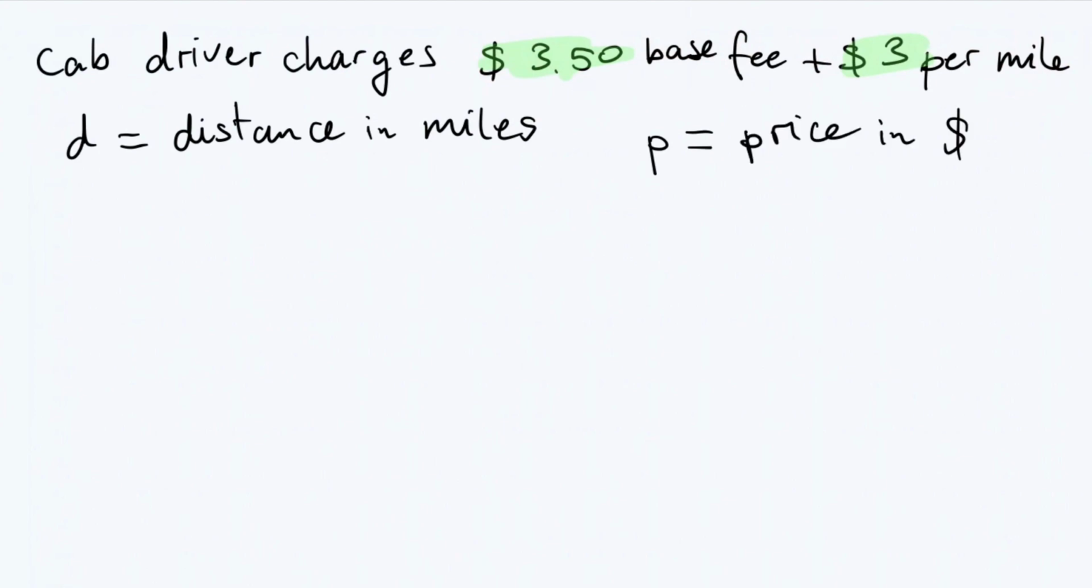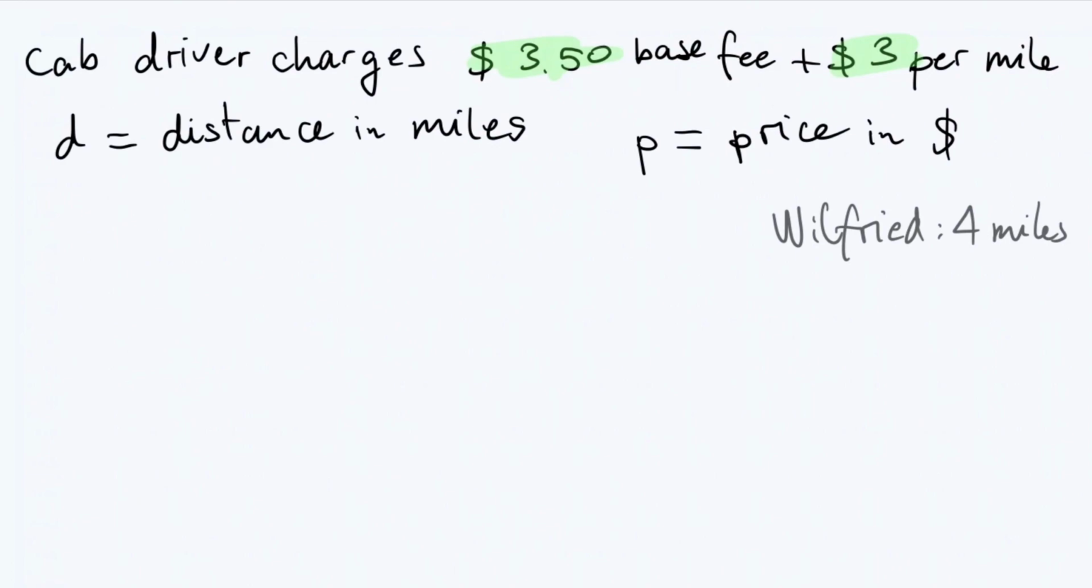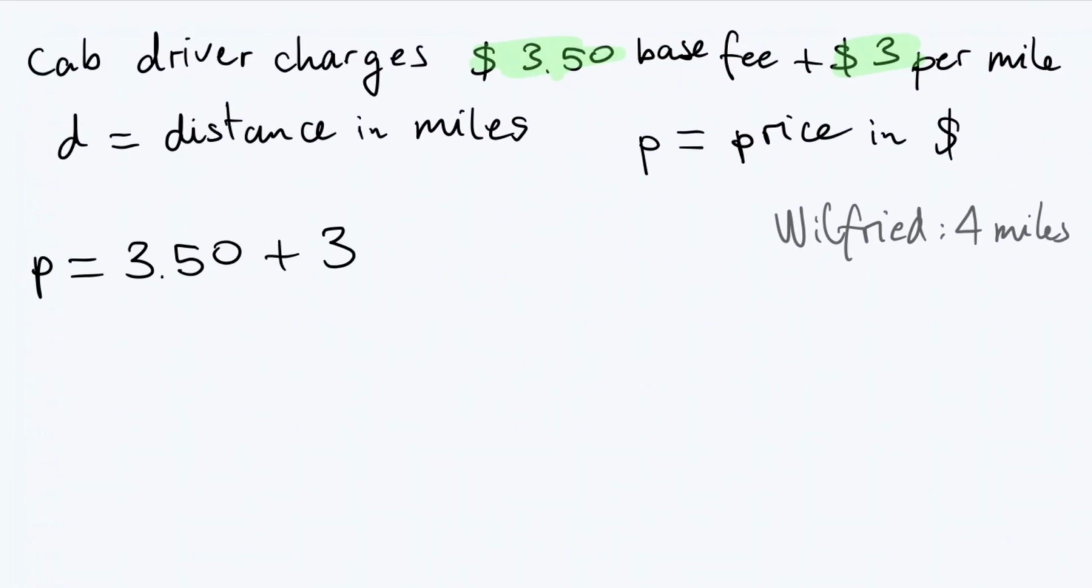Looking at our first case, we have Wilfried, who uses the service for 4 miles, and we want to know how much he pays. So price is what we are solving for. Put it alone on one side, and we said that regardless of the distance traveled, the $3.50 is always going to be charged. So this is our first constant, and to this we add $3 per mile. So 3 is our second constant, and what changes is the distance in miles. We use D. So this is the equation: P equals 3.5 plus 3D. Here we have two operations, an addition and a multiplication.